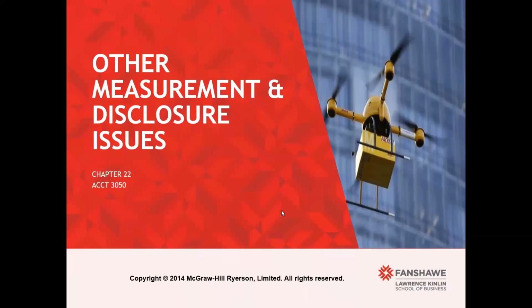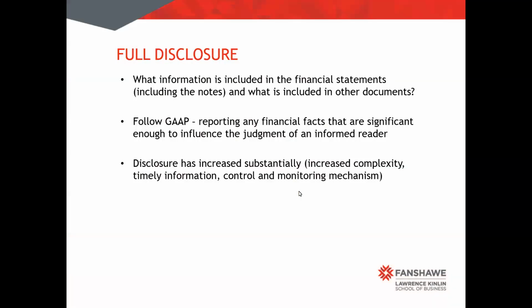All right, well, welcome to chapter 22, where we talk about disclosure and measurement primarily. So, full disclosure. The idea is, what is meant by full disclosure? What is included in the financial statements and what is included in other documents? This is an area where you have to look at what is required under audit to be disclosed as a note versus what is additional information that management might want to present in an annual report or otherwise.